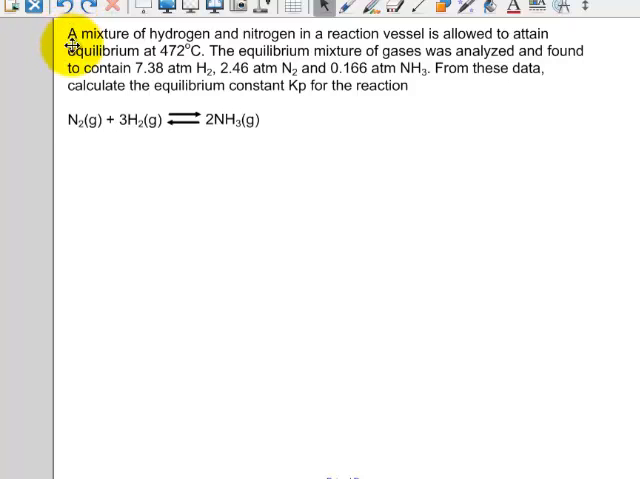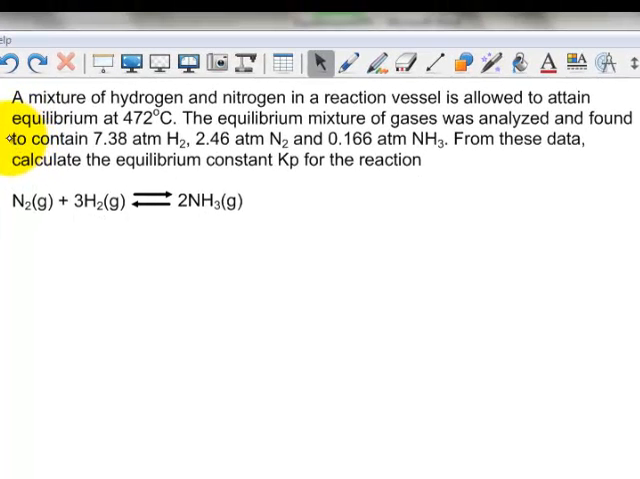A mixture of hydrogen and nitrogen in a reaction vessel is allowed to attain equilibrium at 472 degrees Celsius. The equilibrium mixture of gases was analyzed and found to contain 7.38 atmospheres H2, 2.46 atmospheres N2, and 0.166 atmospheres NH3. From these data, calculate the equilibrium constant Kp for the reaction. N2 gas plus 3H2 gas is in equilibrium with 2 NH3 gas.